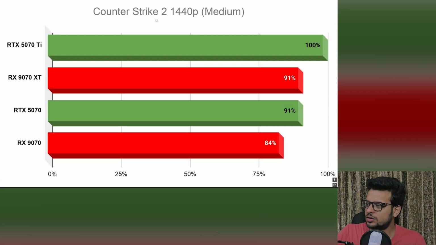We'll start with Counter-Strike 2 1440p medium settings, RTX 5070 Ti. Now, before I start, I'll let you know that I've used the RTX 5070 Ti as a scale of 100% and the rest of the cards are based on that. So, the 9070 XT is 9% slower than the 5070 Ti and the 9070 is 7% slower than the 5070.